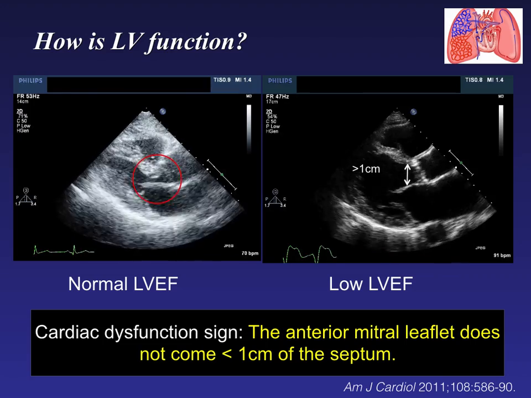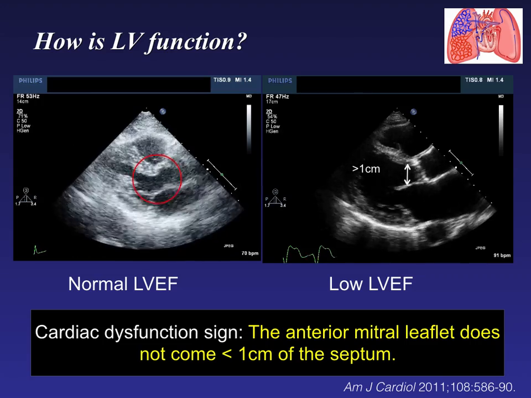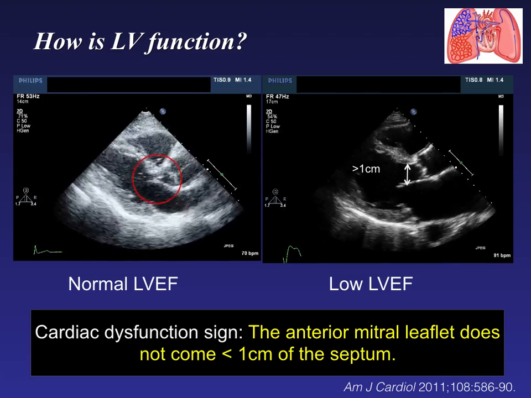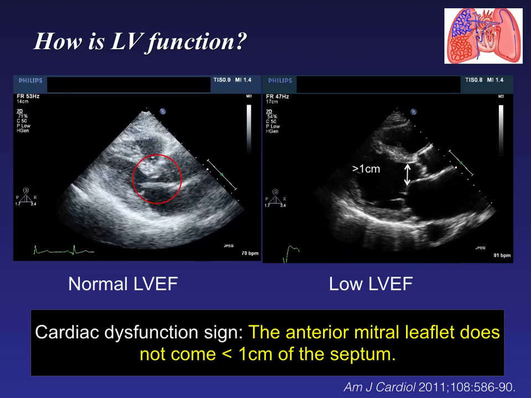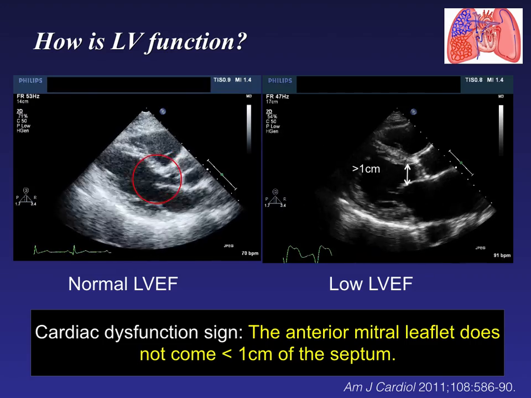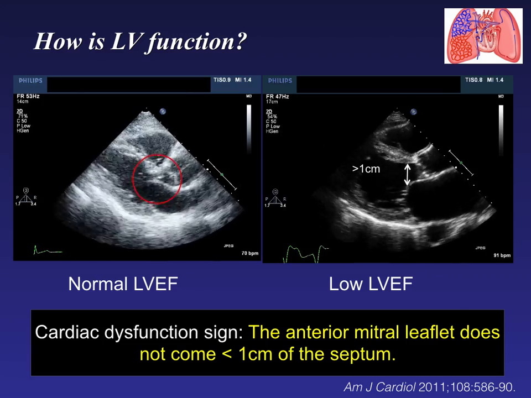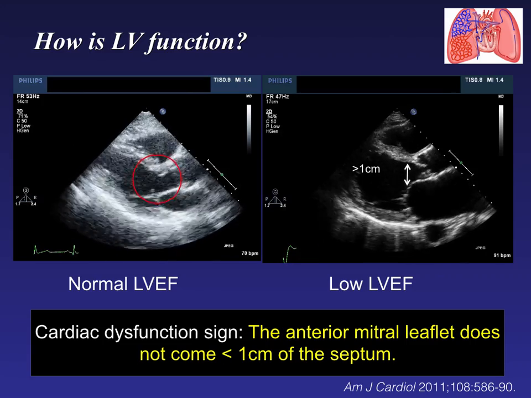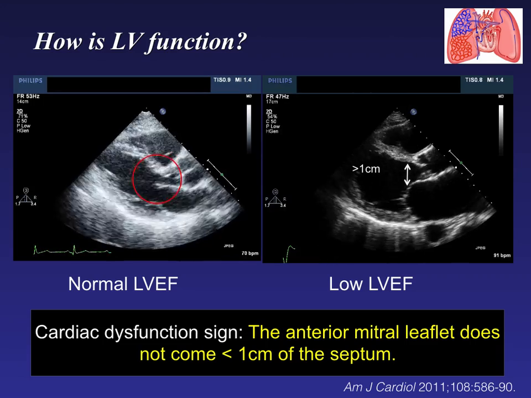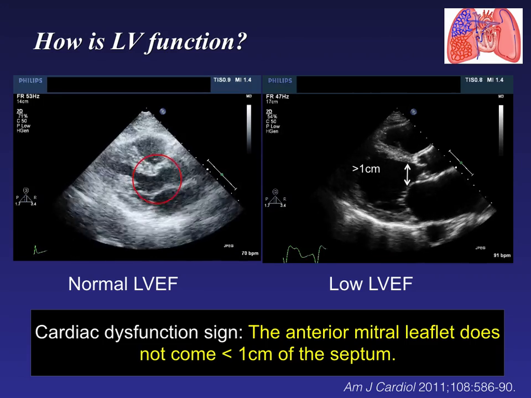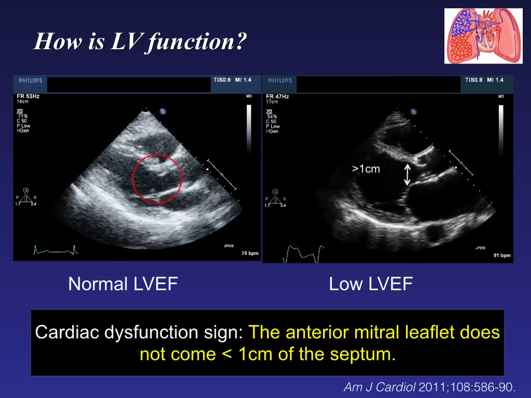You can see that in the red circle on the left with a normal ejection fraction. The anterior leaflet freely moves and is able to kick the septum. In the low ejection fraction state, because the ventricle has dilated and the mitral valve chordae tether the mitral valve motion, the anterior leaflet does not have the laxity to kick up and hit the septum. And it stays greater than 1 centimeter away, which results in creating a subjective cardiac dysfunction sign.